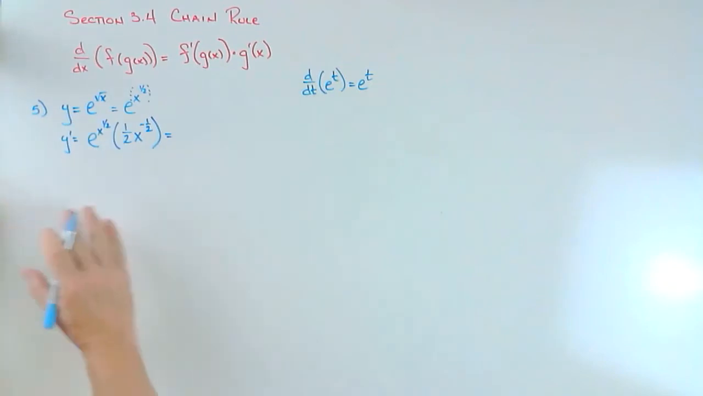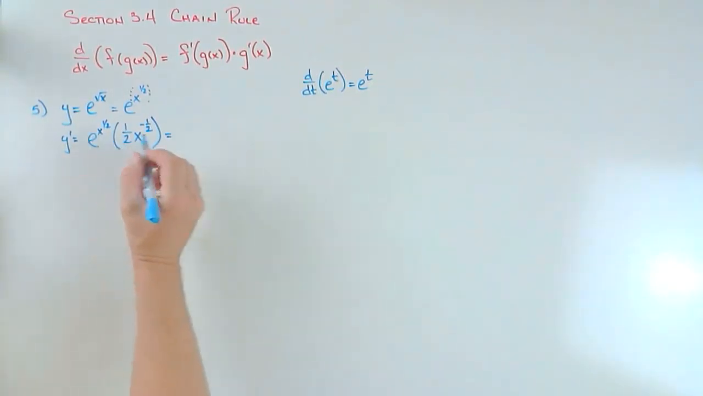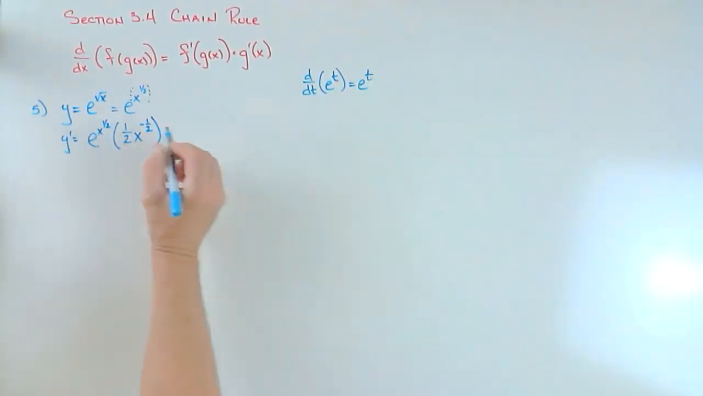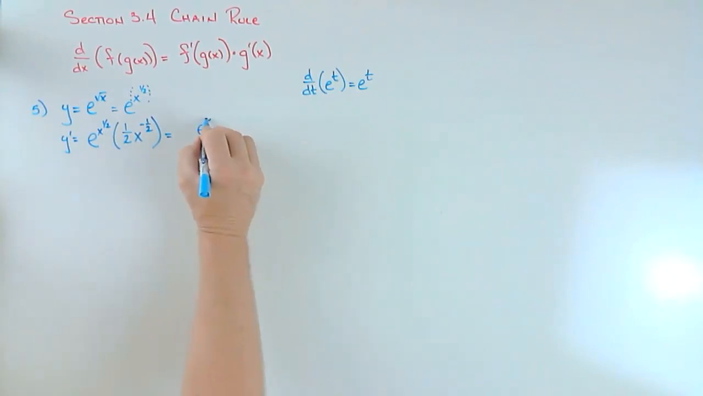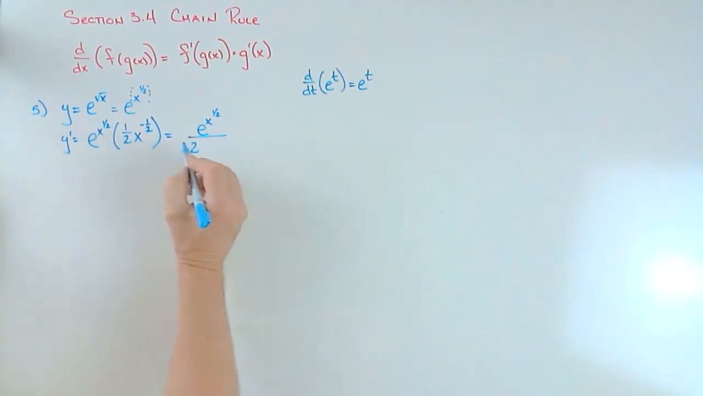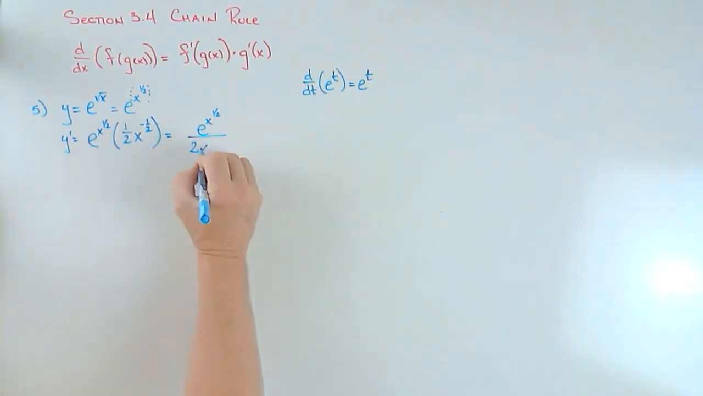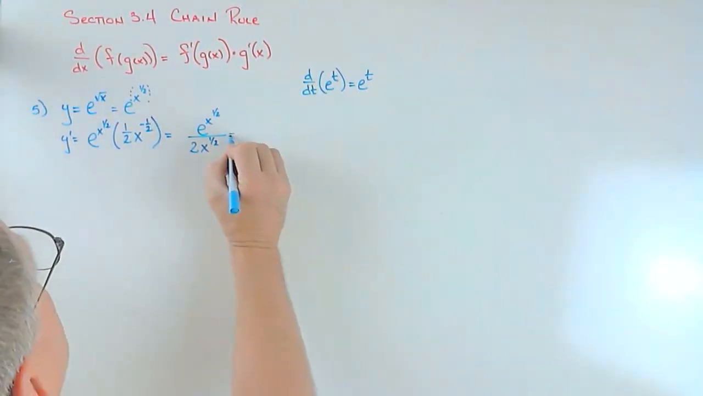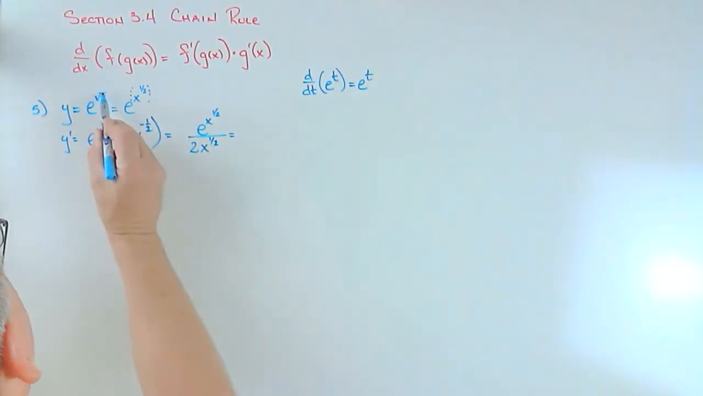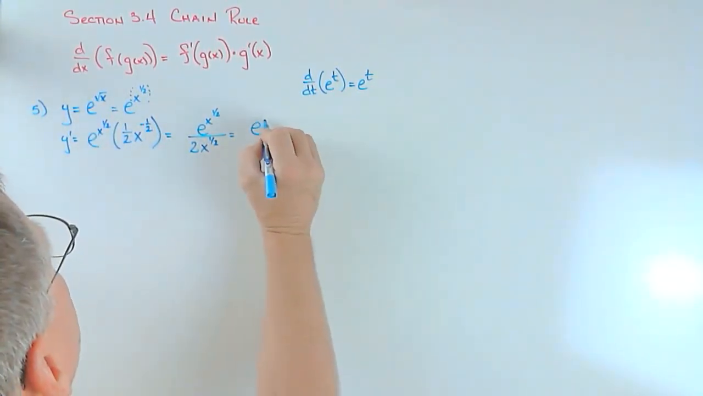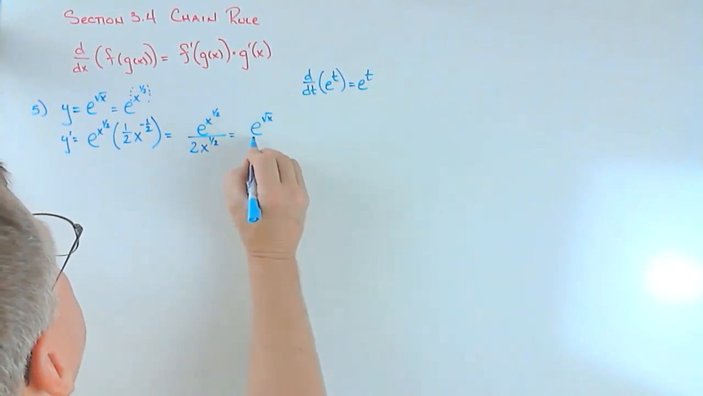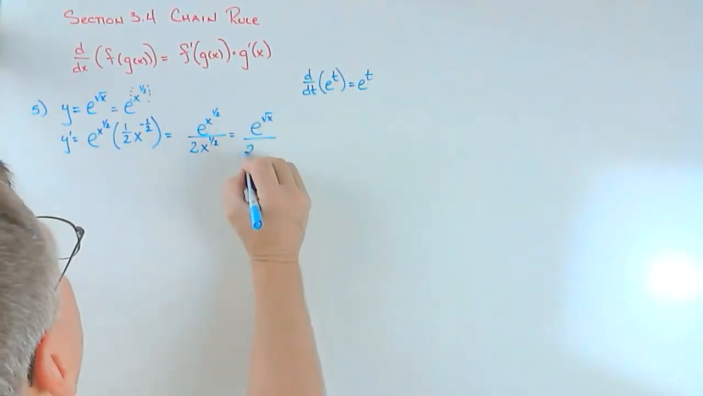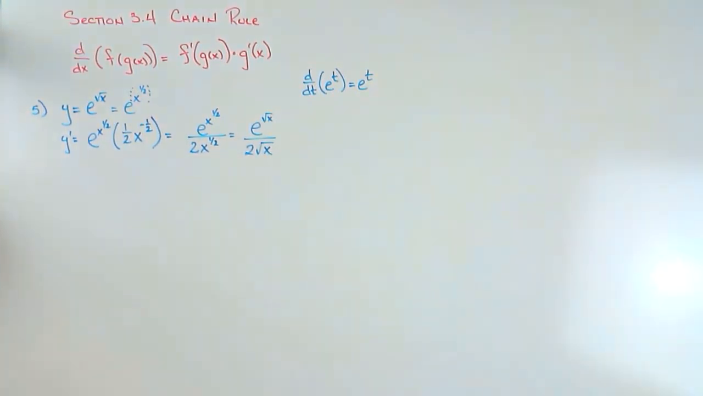Now, if we're going to express this nicely, this is a positive exponent, so that's going to stay on top, e to the x to the 1/2. Here we have a denominator of 2, and here we have x to the minus 1/2, which falls to the denominator because of the negative exponent. And if we get rid of the fractional exponents, because the problem began without fractional exponents, we're left with e to the root x divided by 2 root x. And that's number 5.